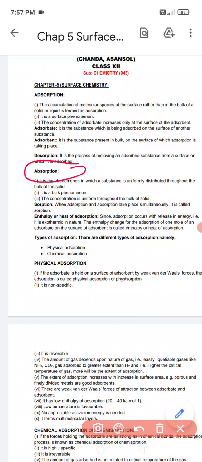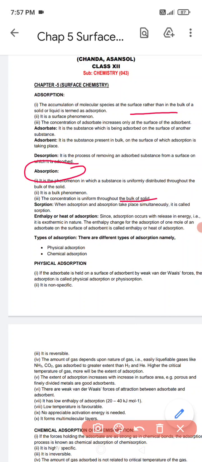The third difference is that adsorption, as we have been told, is a surface phenomenon. On the other hand, absorption is a bulk phenomenon. Bulk phenomenon means it takes place throughout the whole substance. So these are the basic differences between adsorption and absorption.